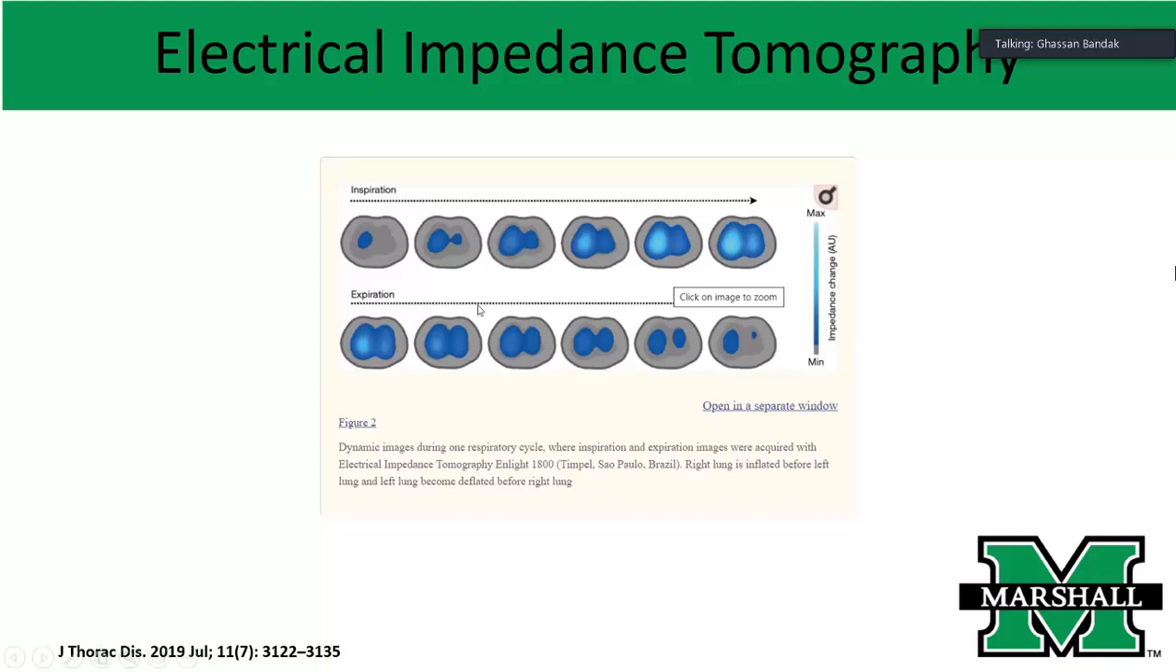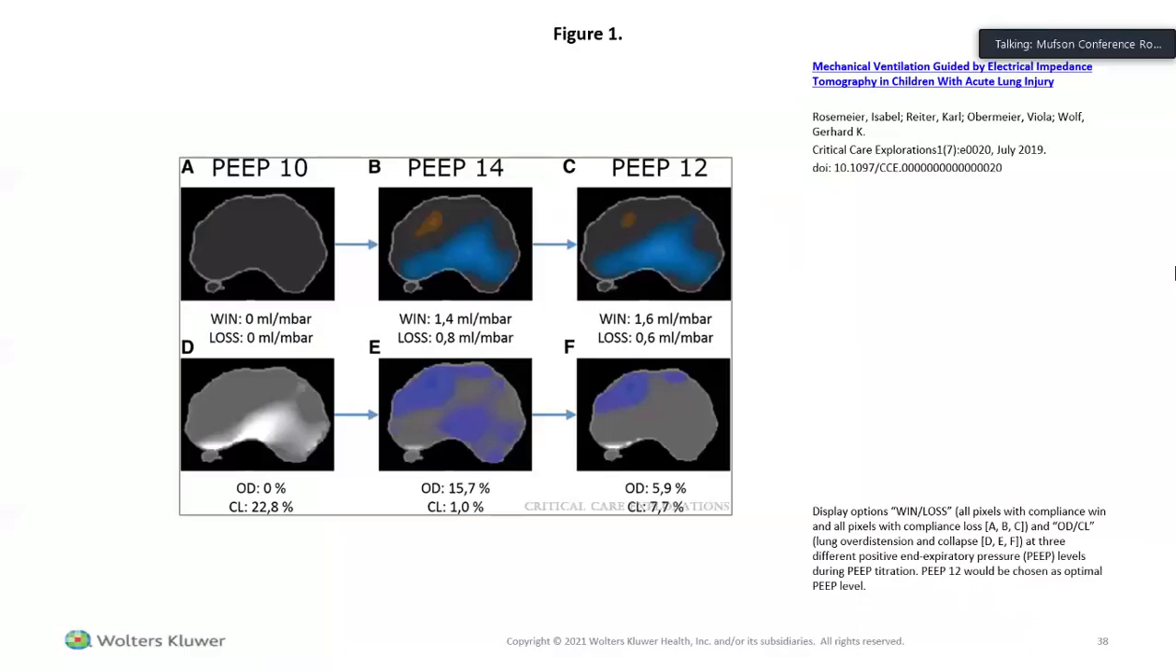For example, in this image, it shows you how during inspiration, the right lung is inflating faster than the left lung. And during expiration, the left lung is collapsing faster, right? So how can you use these images to titrate PEEP? How can you use the knowledge of dynamic inflation and hyperinflation in a lung to titrate PEEP?